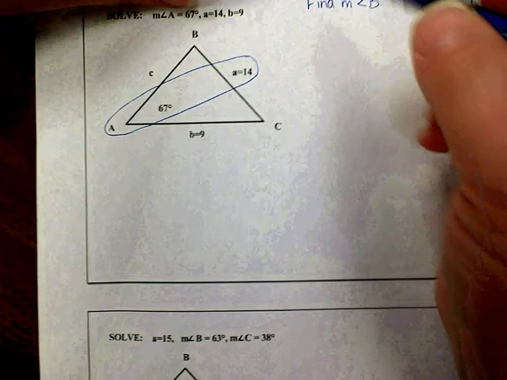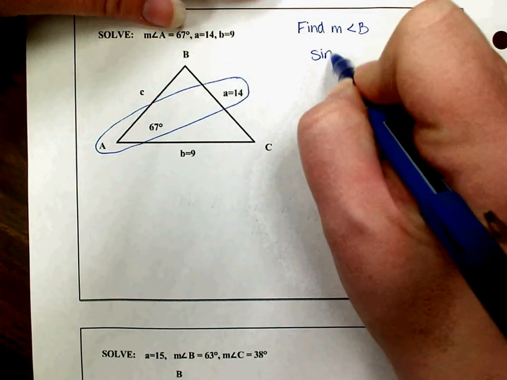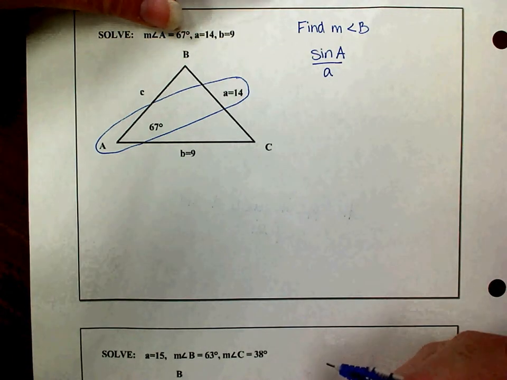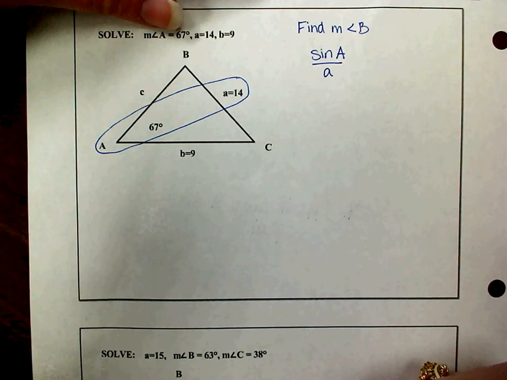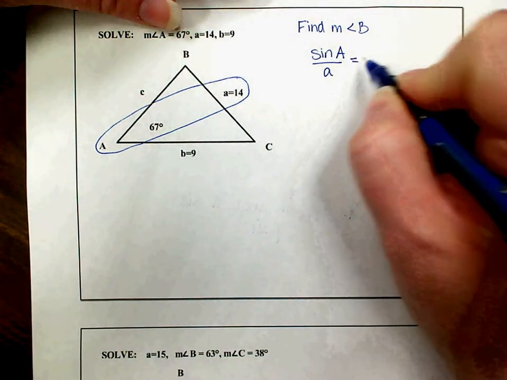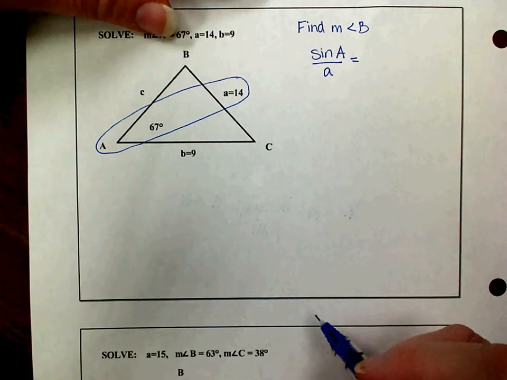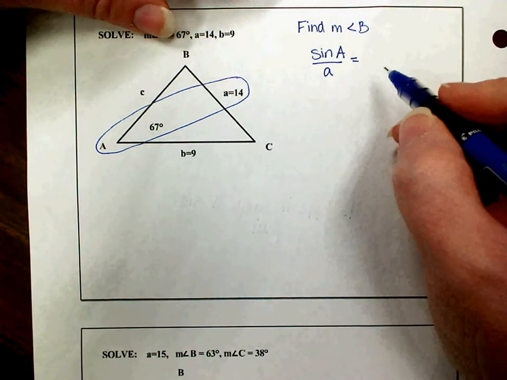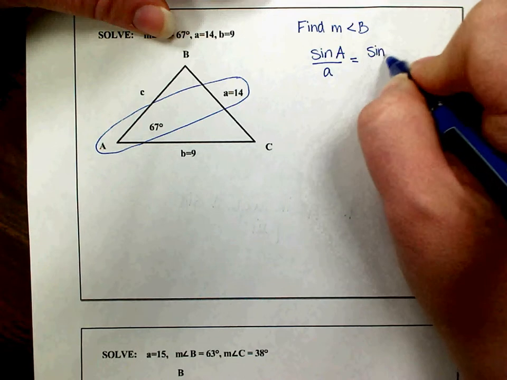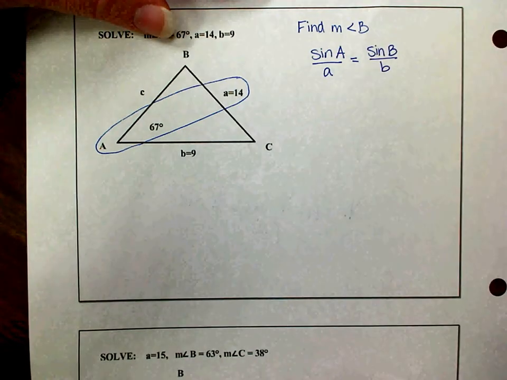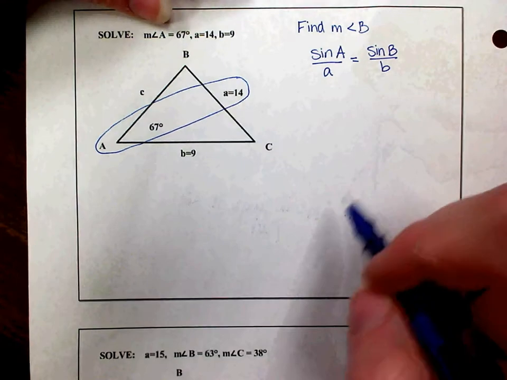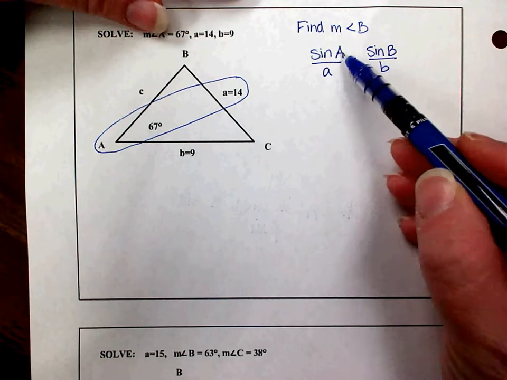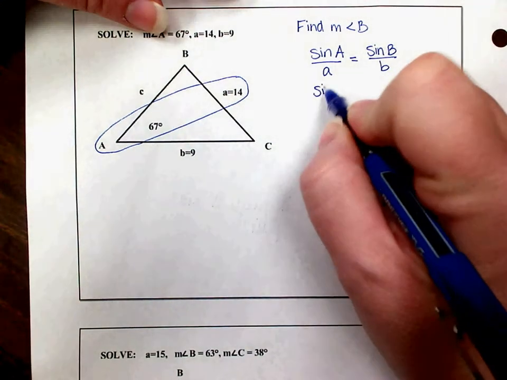So I'm going to go ahead and write sine of A over A. Remember, you could do A over sine of A. That's fine too. You just have to be consistent. Now, I'm writing a proportion, so I have to have that set equal to another ratio. Since I'm finding angle B, my other ratio is going to be the one that involves the B's. So I'm going to write sine of B over B. I don't care about my C's at all, so I'm not going to include the sine of C over C. So now I'm going to fill in the information I know. I know angle A is 67, so I'm going to write that as sine of 67.